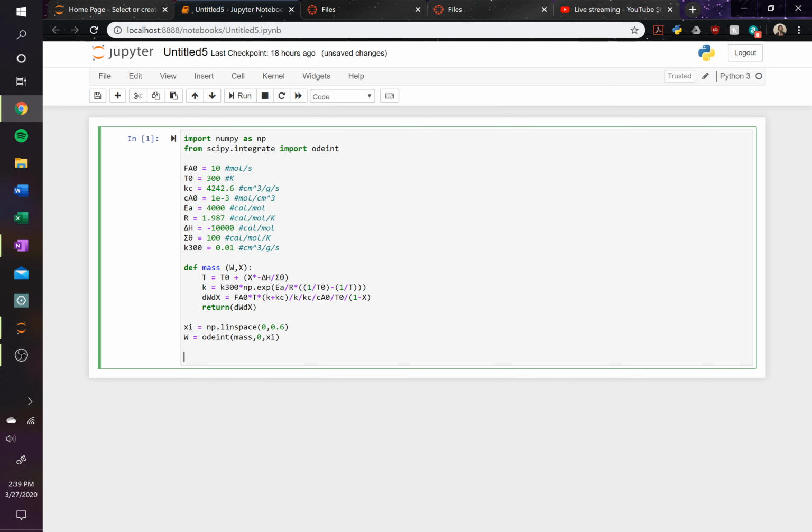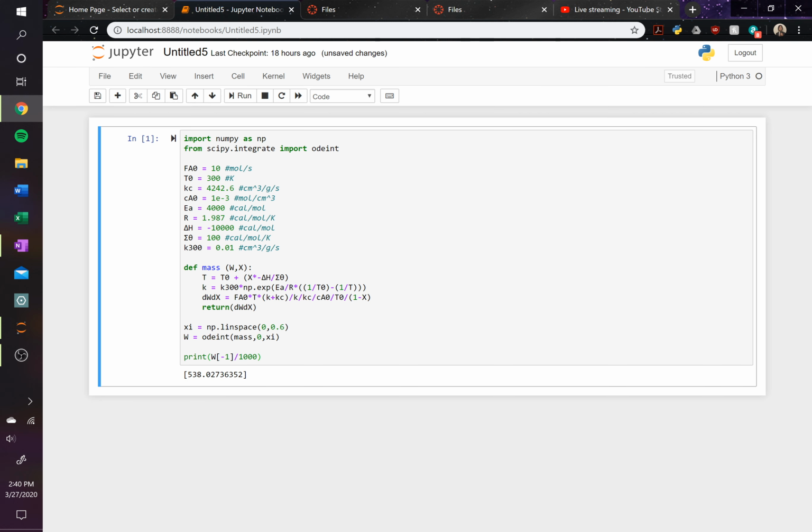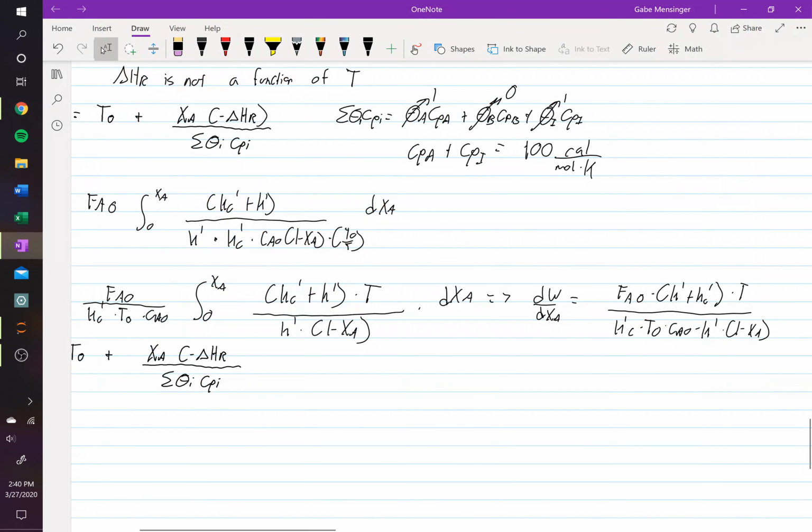Okay, so if I did that right, it should give us our mass in grams. So if we take the last value, which is at 60%, the one we care about, and divide that by 1,000, that should give us the mass in kilograms, if I did it right. Cool, 538. And he gives an approximate answer of 500. So that's pretty good then. I hope that clears that up.